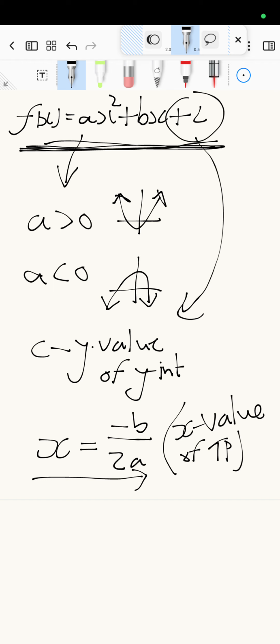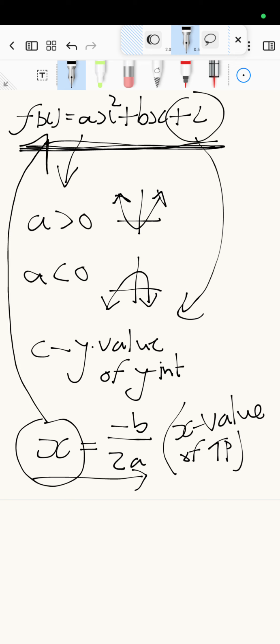Now, in order to find your y value of your turning point, there is an equation. I'm not going to introduce it here. I'm not going to even speak about it, because once you have your x value of your turning point, in order to find your y value, you will just take your x value and substitute it back into your function, and that will give you your y value. Okay? So I'm going to leave you with that.